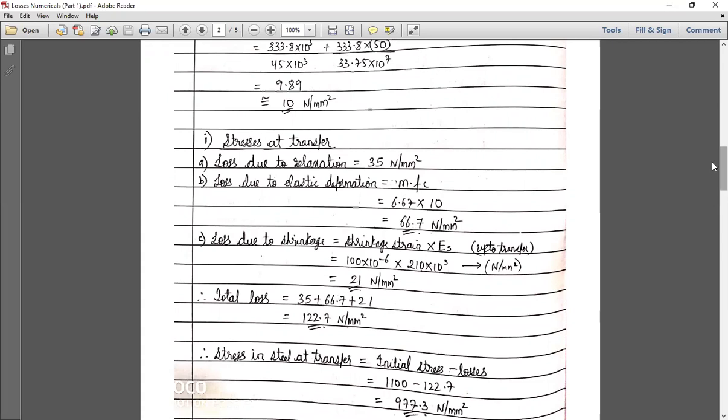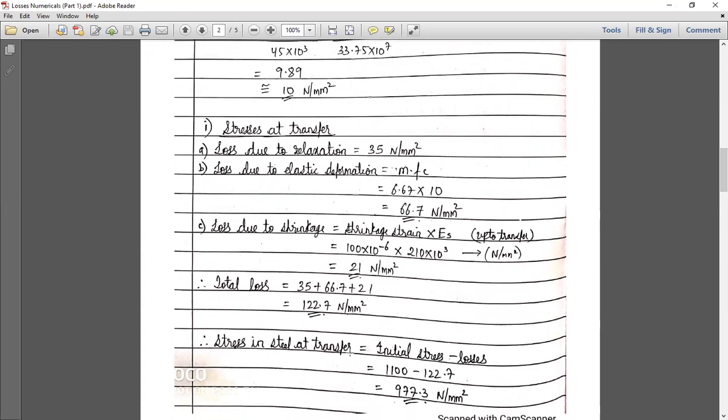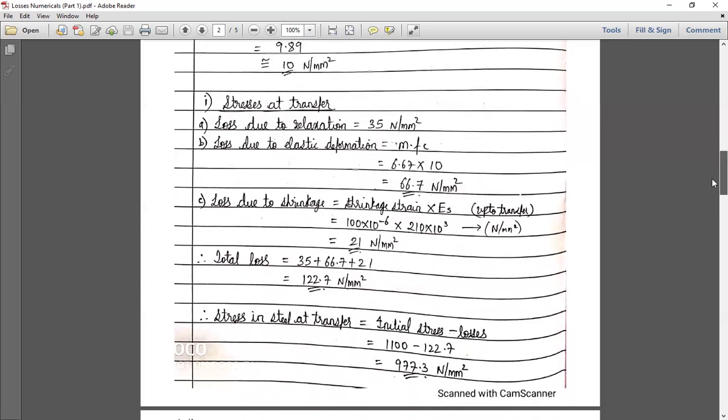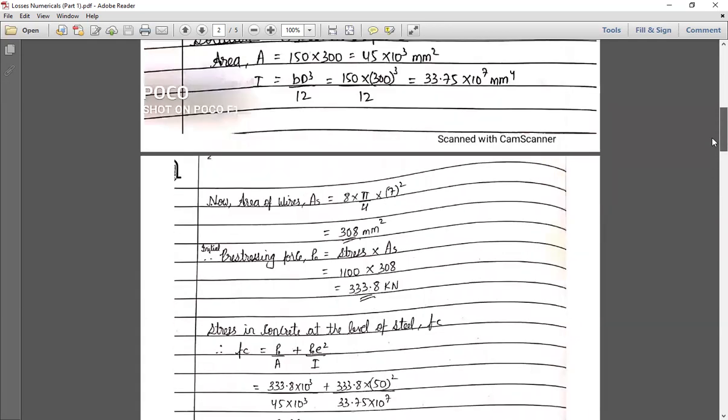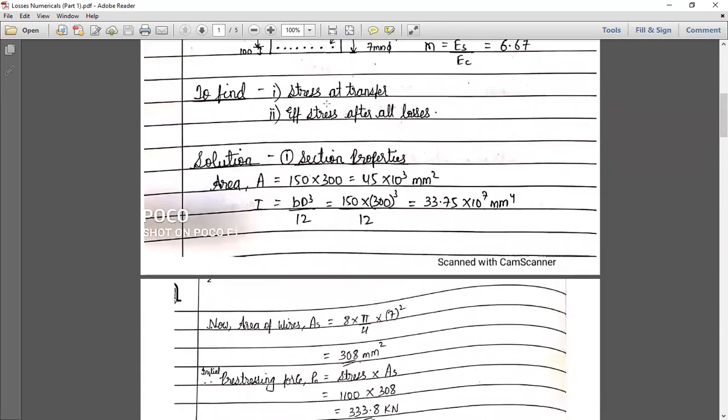Now stress in steel at transfer is initial stress minus the losses. So stress in steel at transfer is given by the total initial stress minus the losses. So this is the effective stress. After you subtract the losses, you'll get the effective stress. So it is coming out to be 977.3. So what was asked in the question? We have to find out the effective stress at transfer.